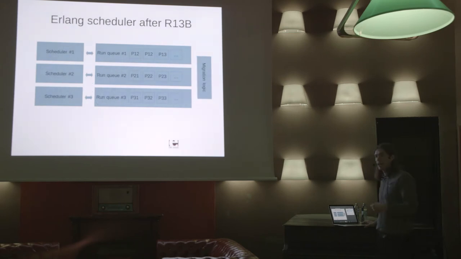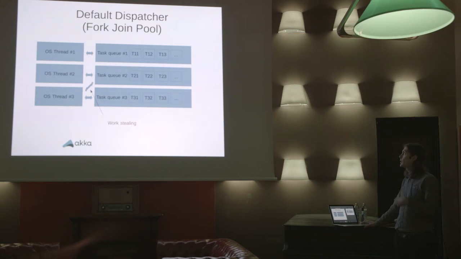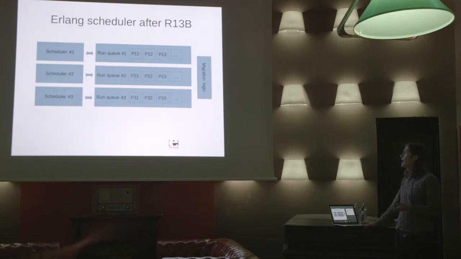Now we're jumping again to Erlang, and we can see that the scheduler that is currently used in Erlang, which is after R13B, is almost the same as the thing with fork join pool. So instead of OS threads, we have schedulers. Again, instead of task queue, we have run queue. And instead of tasks, we have processes.